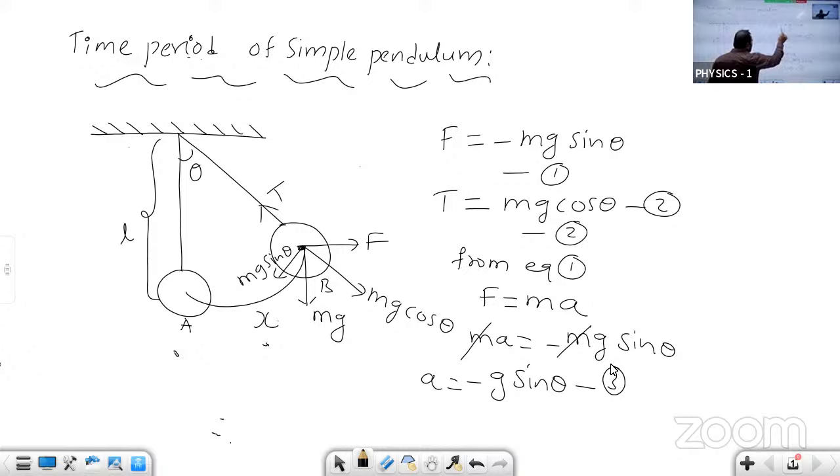From equation 1, F equals ma, external force formula. A stands for acceleration, m stands for mass. F equals ma equals minus mg sin theta. M cancels. A equals minus g into sin theta. From equation number 3, we can get our time period equation. A equals minus g sin theta.